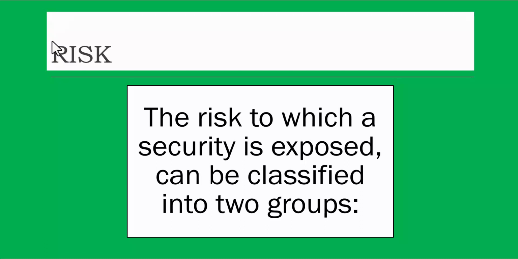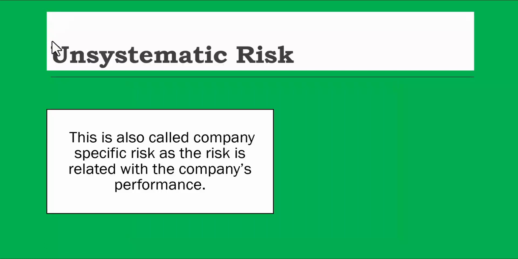The risk to which a security is exposed can be classified in two groups. So there are two kinds of risk when we put our money in the stock market or any share. These two kinds of risk together are called the total risk. First is the unsystematic risk, which is the company specific risk. When we are putting our money in a company like Reliance or Hero MotoCorp or any company in India or abroad, the first risk is unsystematic risk, which is nothing but company specific risk, asset specific risk.